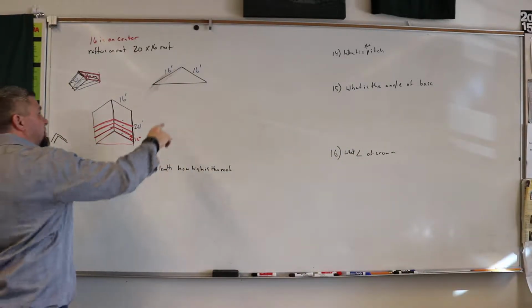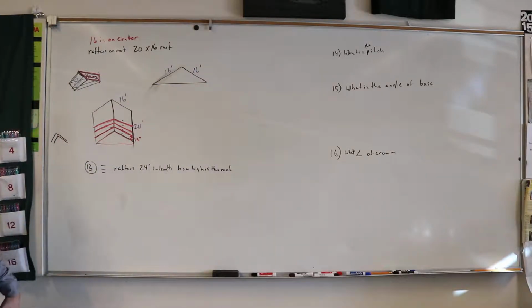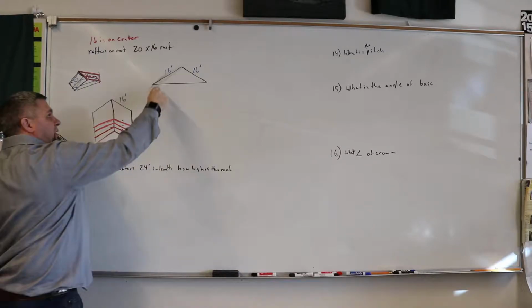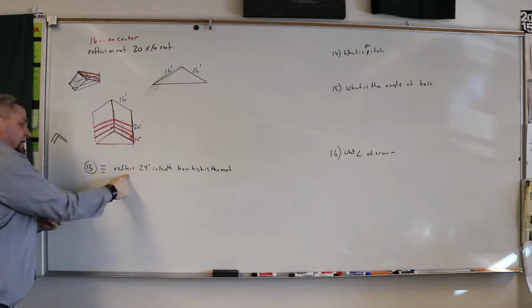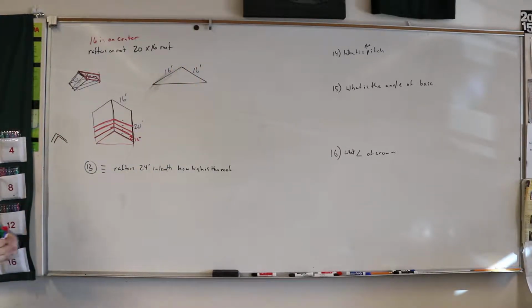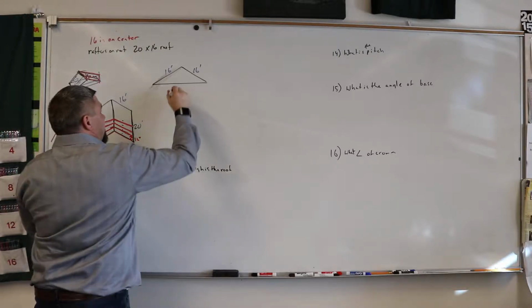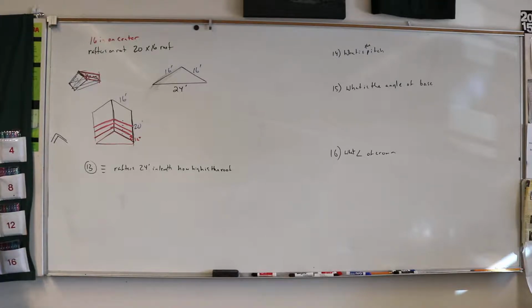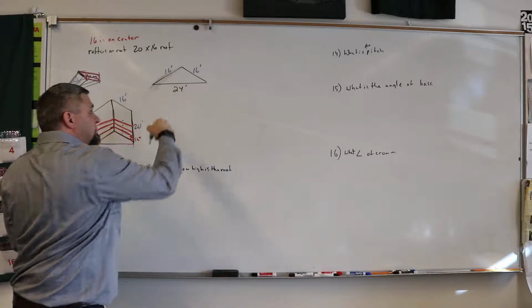So we know it's a rafter, the rafter of the roof. Remember? And we know that this is 16 and this is 16. And they just told us that the other piece is 24, so we know this is 24 feet. So we have basically an isosceles triangle, right? And we know the base.